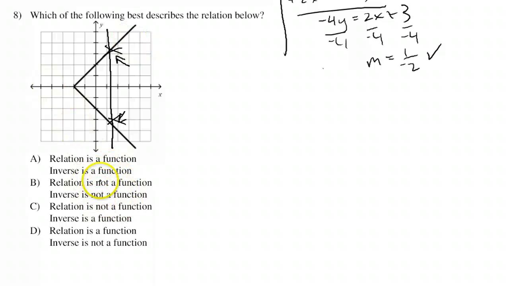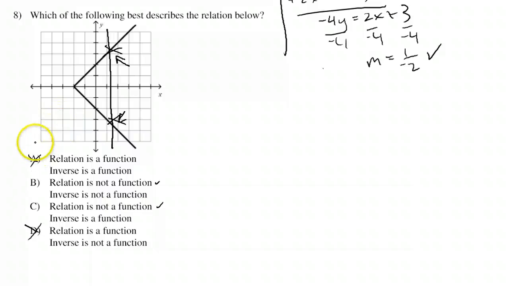So this one has relation is not a function, and this one has relation not a function. So we can eliminate D and A. So the only other thing we have to look at now is the inverse. And the way we would do this on paper is we can either turn this sideways, right? So you can imagine the x becoming the y-axis and the y becoming the x-axis. Or we can just turn our line sideways and use a horizontal line.